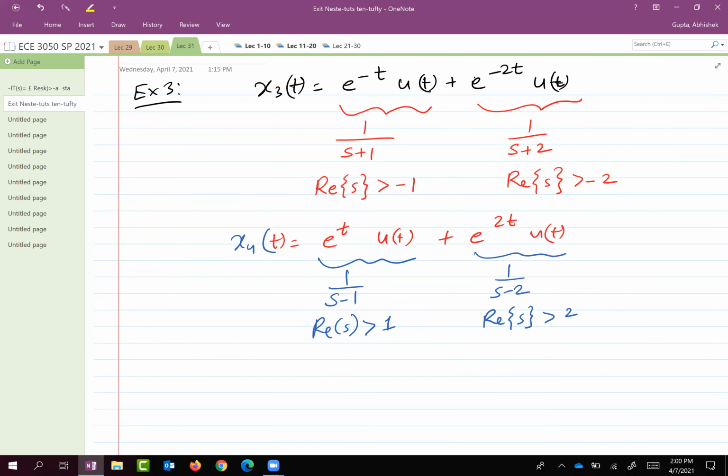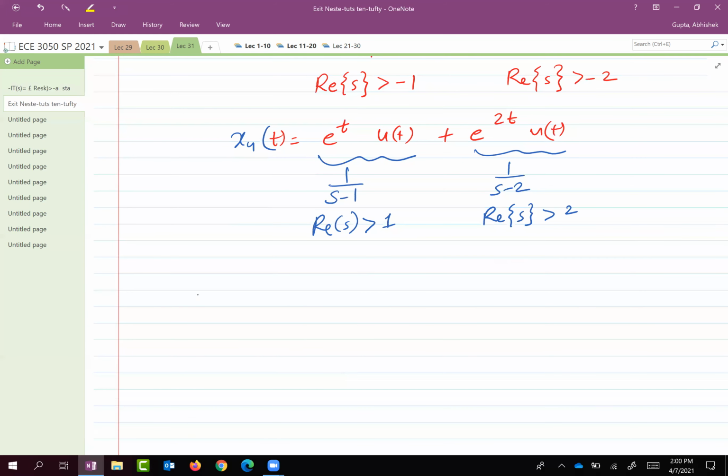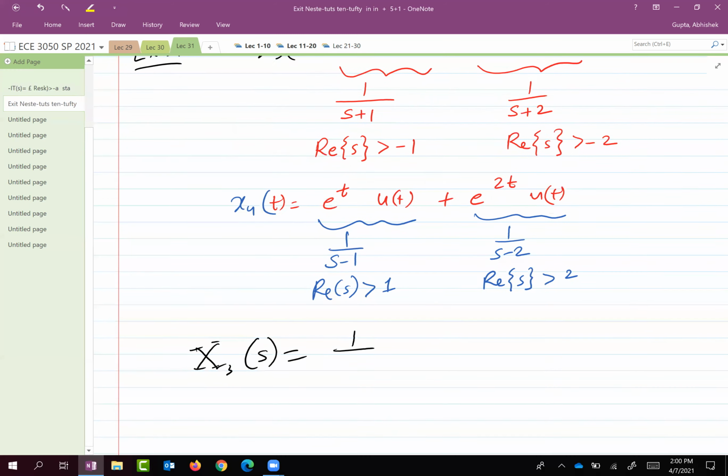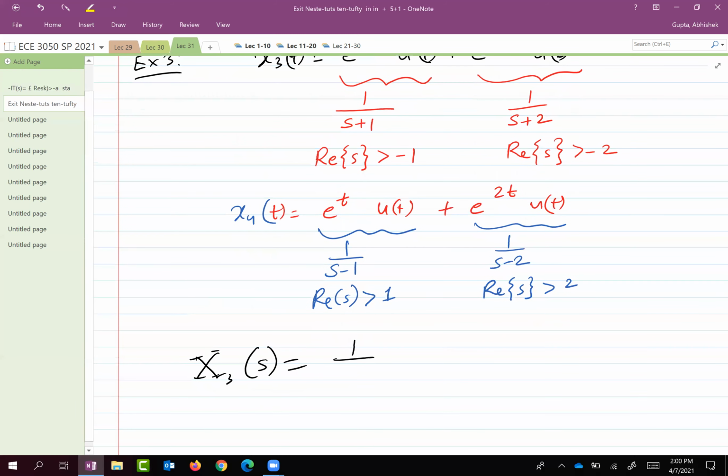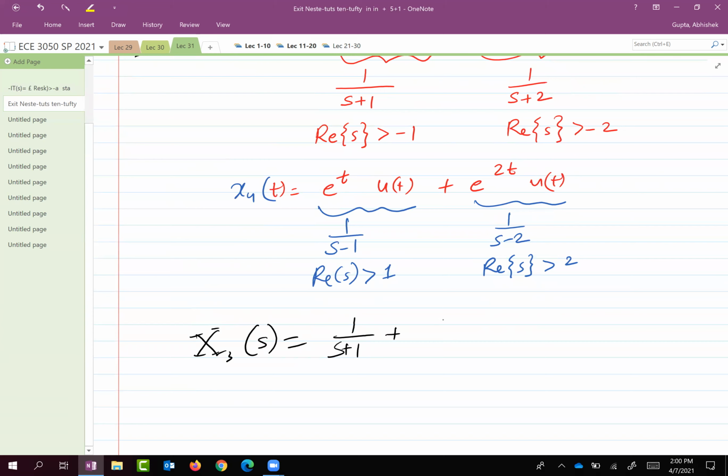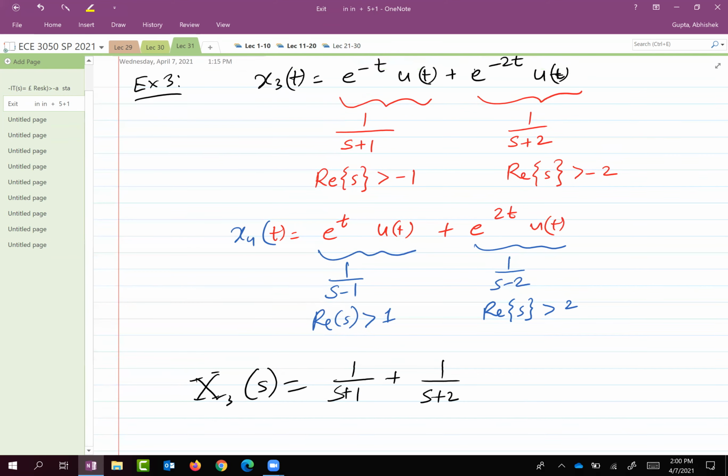Okay, so let's look at x3 of t. What should the Laplace transform of x3 look like? The summation is rather easy to do. It should be 1 over s plus 1, plus 1 over s plus 2. And we will talk about the additivity property of Laplace transform at some point, but let's assume for the time being that Laplace transform is additive, and proceed with that assumption.